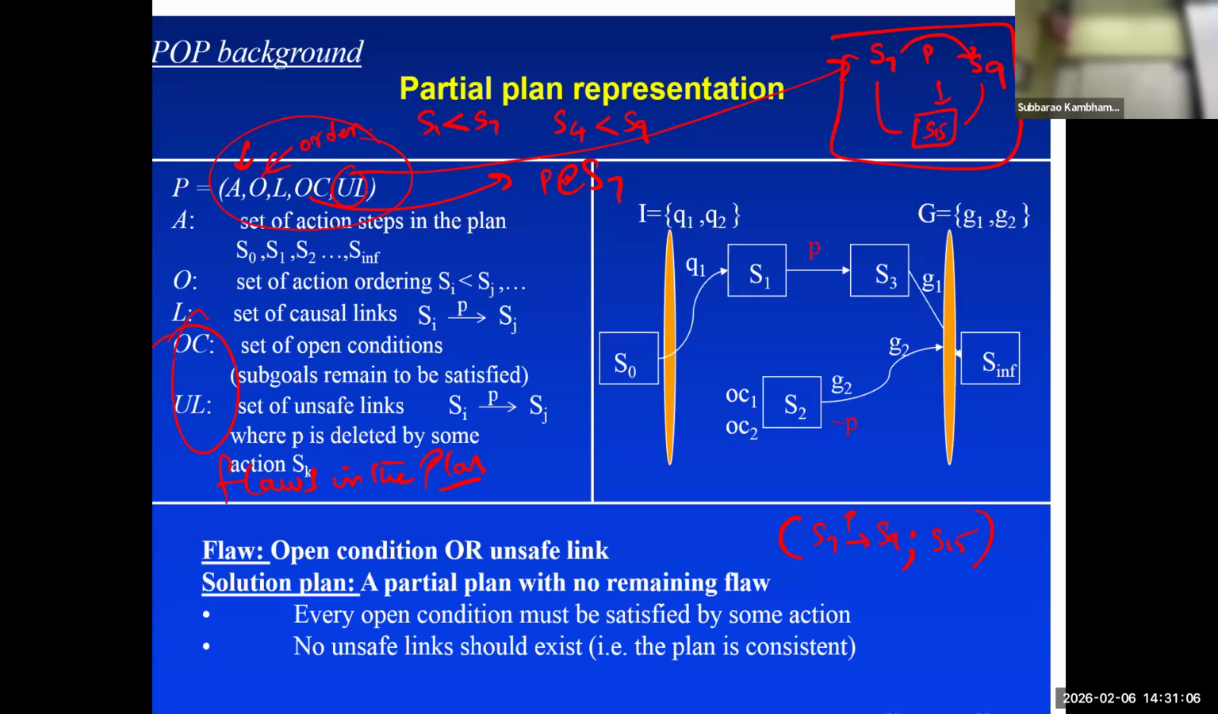And every unsafe link essentially will be satisfied by either promotion or demotion for the normal. The tricky, frustrating part is that when you remove an unsafe link, at least for the non-conditional effect, that's it. But when you remove an open condition flaw, you generate new open condition flaws and also potentially new unsafe link flaws. Do you understand what I'm saying? I already have a partial plan, which has a whole bunch of actions and the causal links already. Now I just need J to be true.